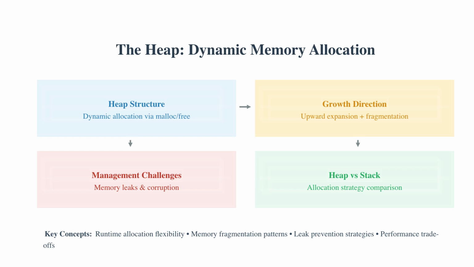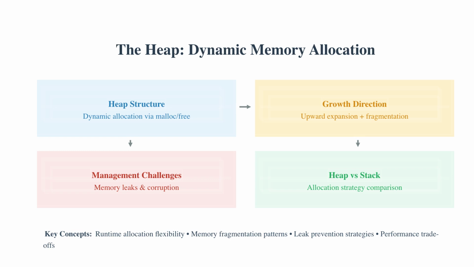Now that we've explored the data section for global and static variables, let's turn our attention to another crucial memory area, the heap. The heap is where dynamic memory allocation happens during runtime. The heap structure is designed specifically for dynamic allocation. Unlike the stack, which grows and shrinks automatically, the heap requires explicit management through functions like malloc to allocate memory and free to deallocate it when you're done.